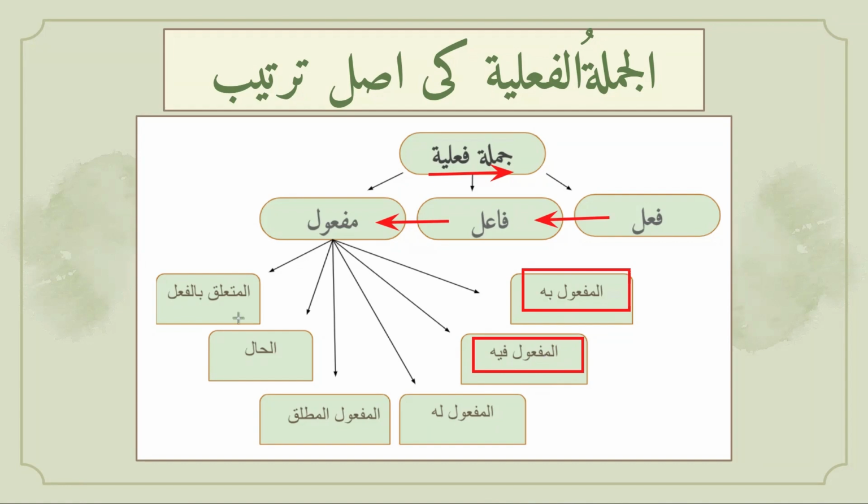There can be another muta'alliq bil fi'l. So these can come, there can be multiple maf'ul. But the regular sequence, the normal sequence in Jumla Fi'liyah, is that first you will find fi'l, and then fa'il, and then maf'ul, which is a regular scheme, regular sequence. Okay.